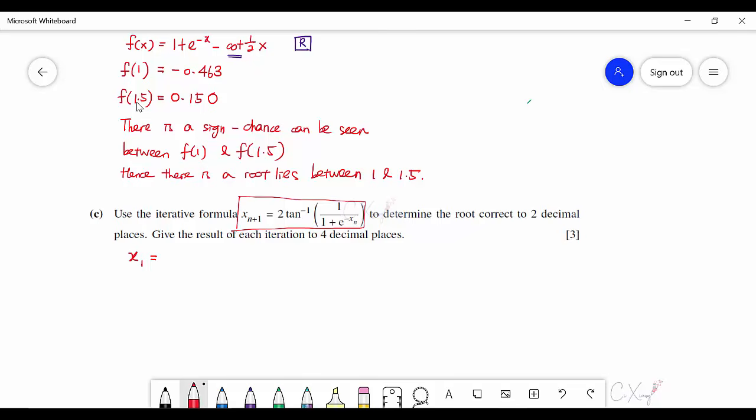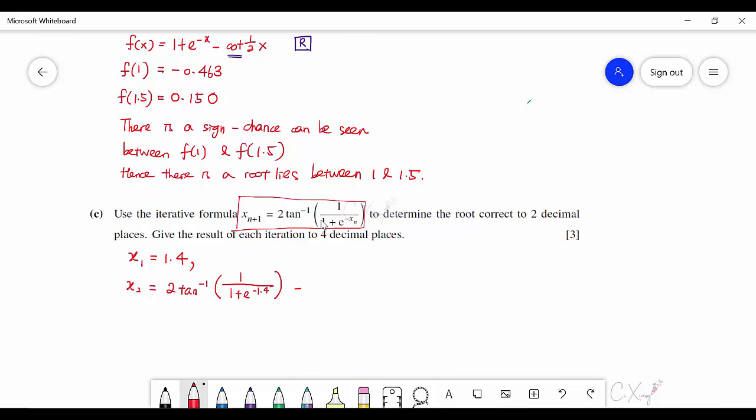So you can choose 1.5 as your initial value. But for me, I want my iteration to be even shorter, so I put my initial value as 1.4. It is not wrong if you put 1.5 or 1, it doesn't matter. If you put 1, then maybe your iteration later will be slightly longer only. Okay, so the initial value I decide will be 1.4. So how to get x2? To get x2, you have to substitute 1.4 into the iteration formula. So it looks something like this: 2 tangent inverse of 1 over 1 plus e to the negative 1.4.